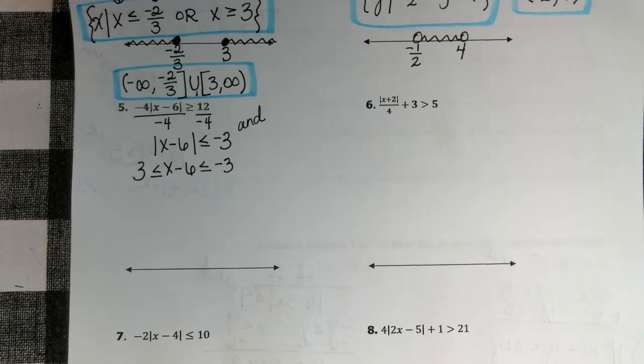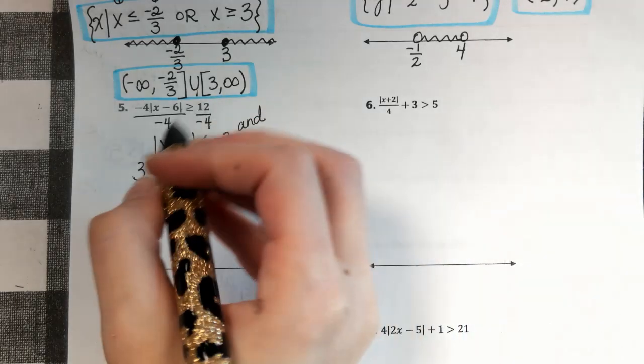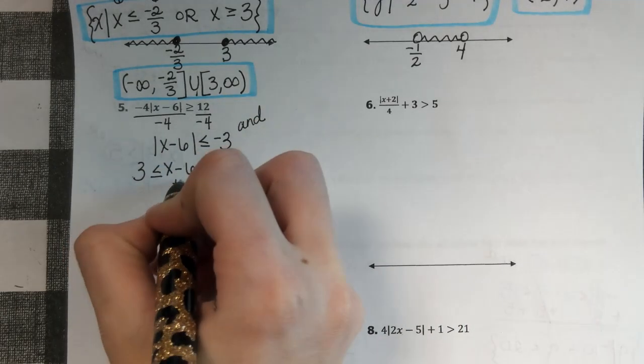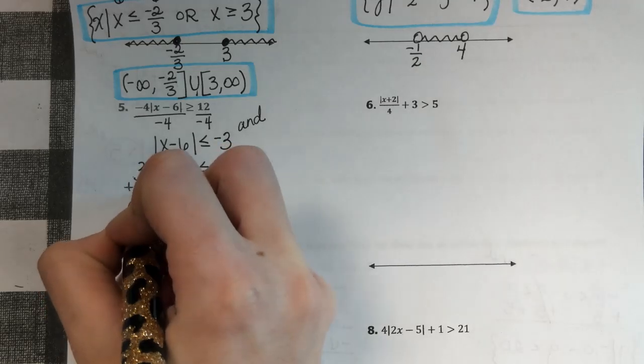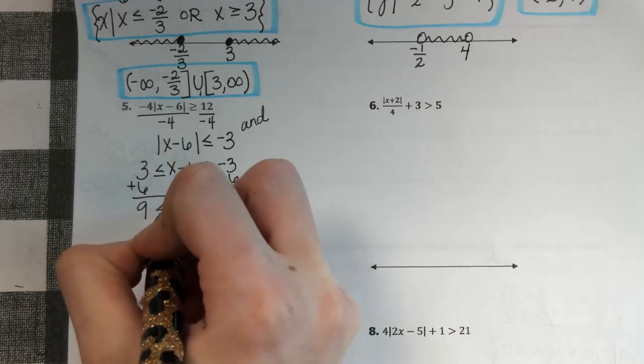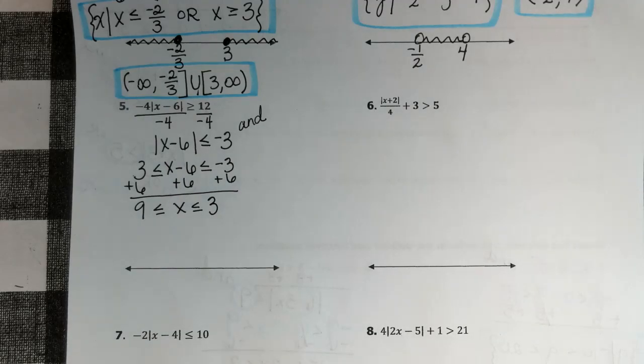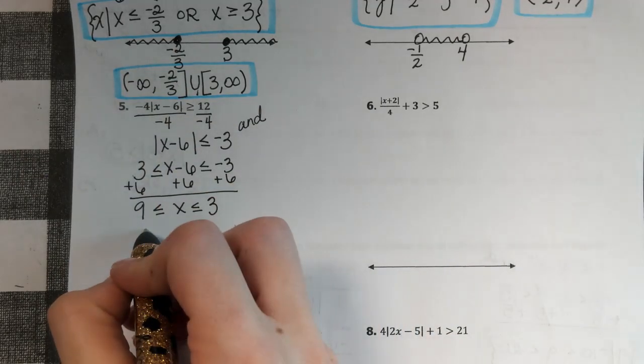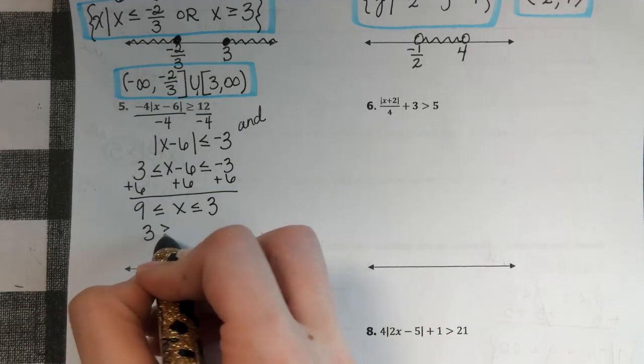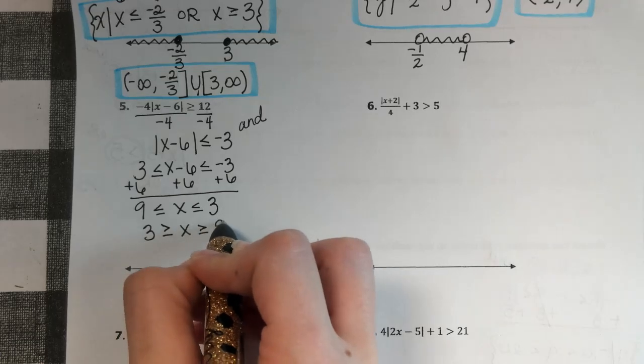Okay, so let's work it out and see what happens. If I add my 6 to both sides, I get 9 is less than or equal to x less than or equal to 3. My numbers are not in the right spot. You can't just flip the 3 and the 9. You have to flip the signs. You flip the whole thing. So 3 is greater than or equal to x, greater than or equal to 9.